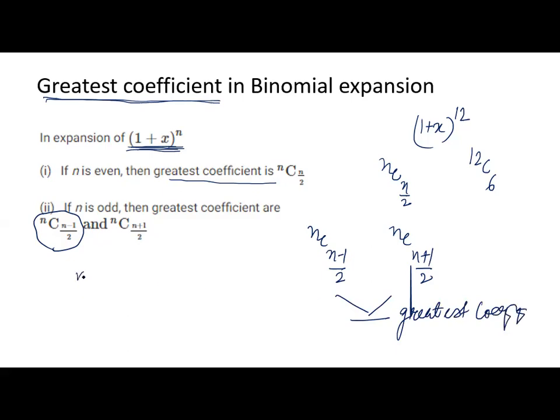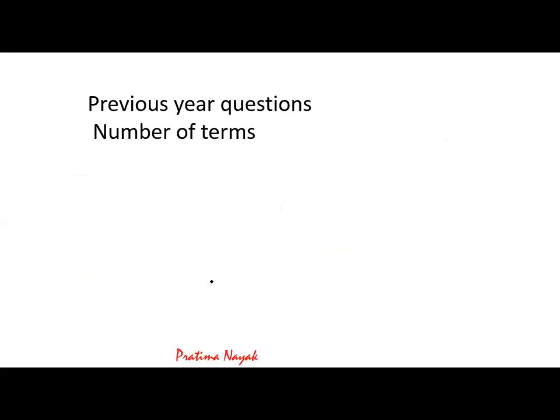Now, what are the coefficients? nC0, nC1, nC2, these are the coefficients. So now I'm coming directly to the questions. The rest we'll discuss while solving the questions. First question is based on the number of terms.